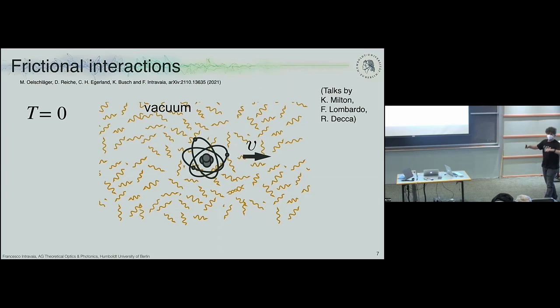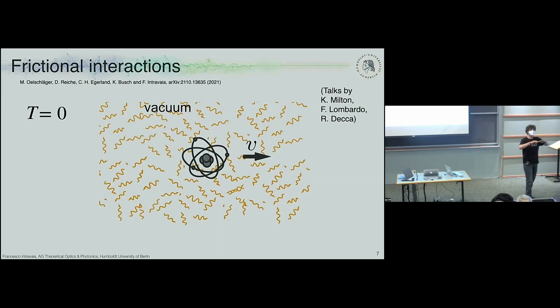So consider an atom which is moving in vacuum at temperature T equals zero. The atom, because of Lorentz invariance, will keep its velocity forever. Which, in my humble opinion, is an amazing result because Lorentz invariance is also working in vacuum and in quantum field theory. So the atom here is interacting with the electromagnetic fluctuations of the quantum vacuum, right? Despite that, it will keep its velocity constant, okay? Because Lorentz invariance says there is no privileged frame here.